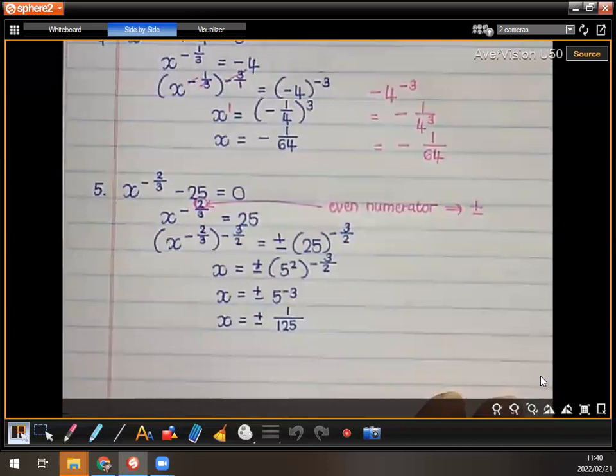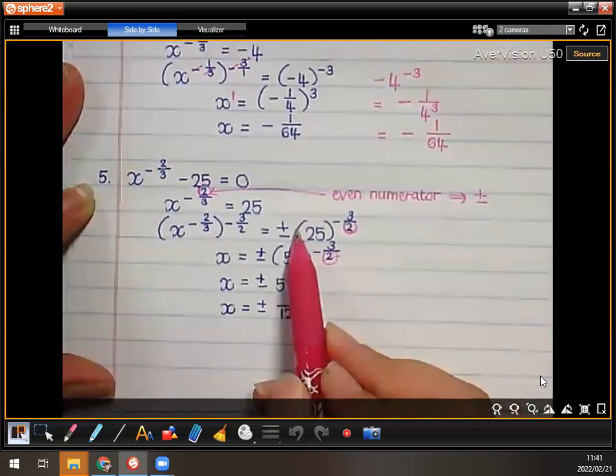Then circle that 2 there. I'm just going to add a note again: even numerator, then plus or minus. It's very easy to forget that. Make sure that you are keeping that in mind.